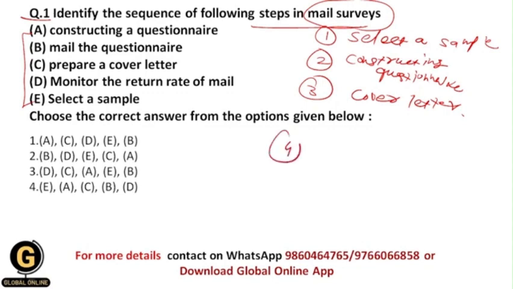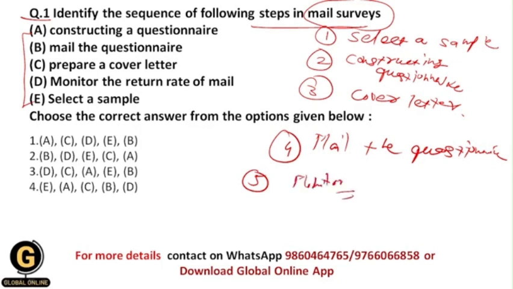Then after that, your fourth step should be to mail the questionnaire to the participants. And your last step should be to monitor the response rate of the mail. It means that you are going to follow up on the response rate from the participants and the non-participants as well. So basically you are going to provide more consent, or more information, to the non-participants so that they will participate in the survey and provide you the responses.